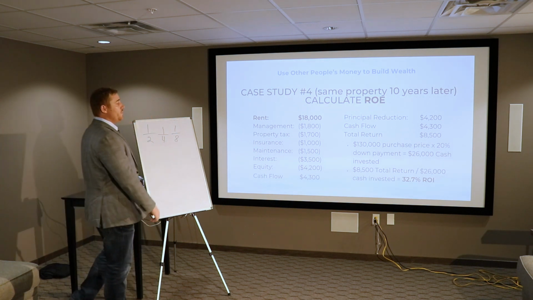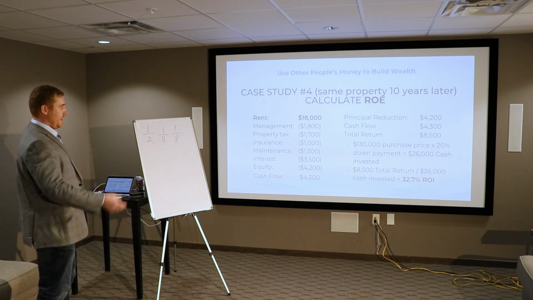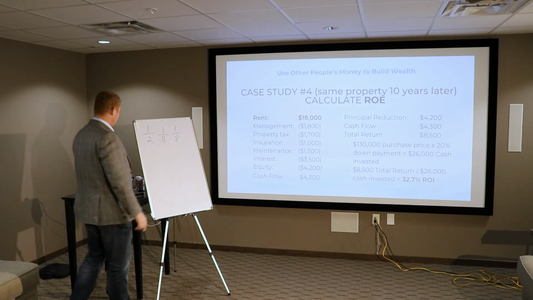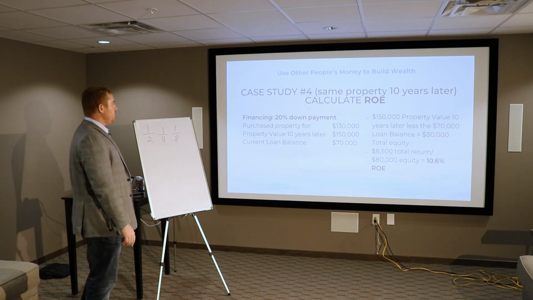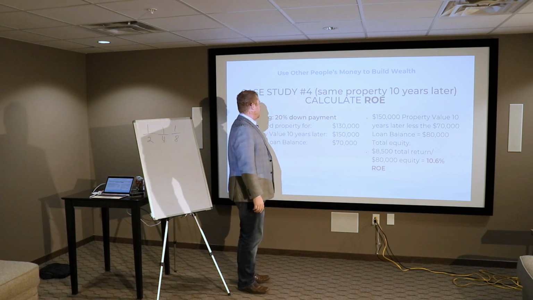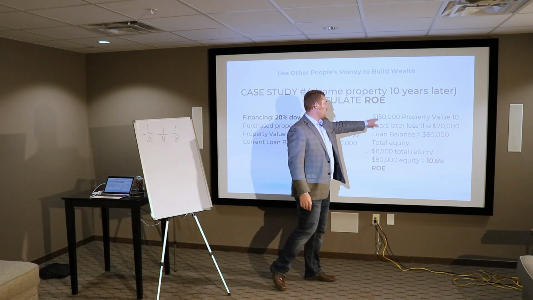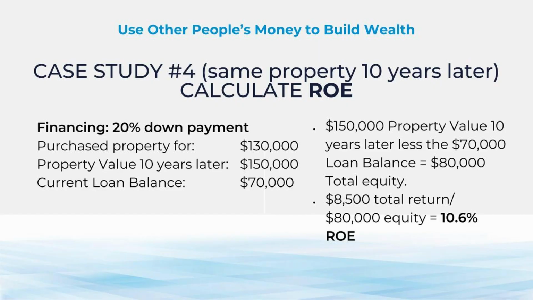So what happens when we actually calculate ROE? And you're looking at me, maybe somebody got ahead and said, hey, great, I got it. I didn't get 32%. But let's look at what ROE actually would be. So we're going to take the same numbers, but our $150,000 property 10 years later, less the $70,000 loan payment, right? I gave you that little hint there a minute ago.